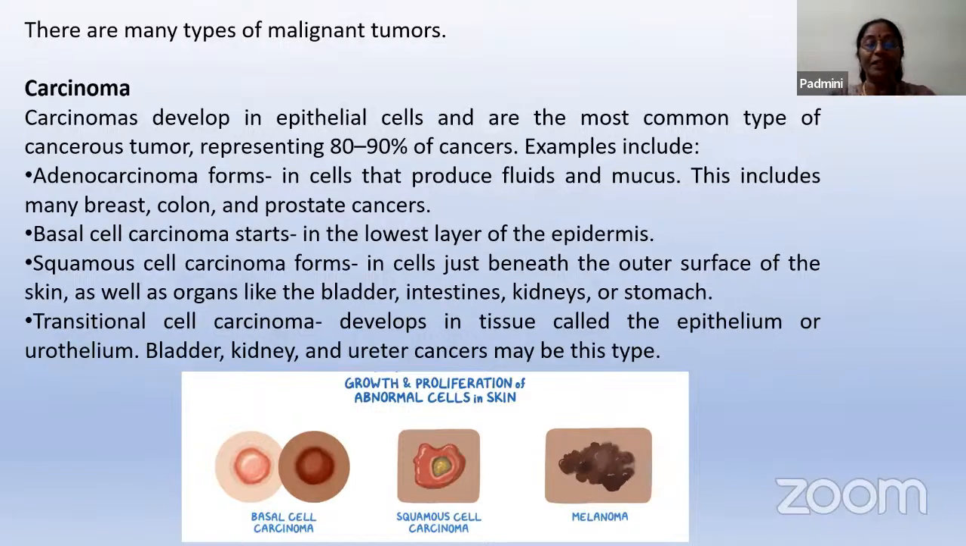And transitional cell carcinoma. So what do you mean by transitional cell carcinoma? These are tumors that develop in the epithelium cells called urothelium. Definitely it's in the excretory cells, that is in the bladder, kidney, and the ureter; cancer may be of this type. So that is called transitional cell carcinoma. So these are examples of carcinoma: adenocarcinoma, basal cell carcinoma, squamous cell carcinoma, and transitional cell carcinoma.